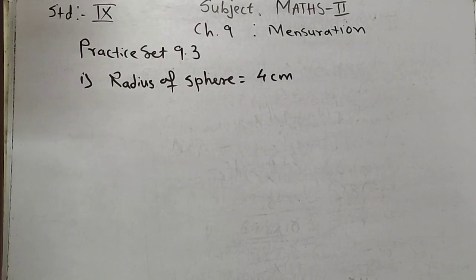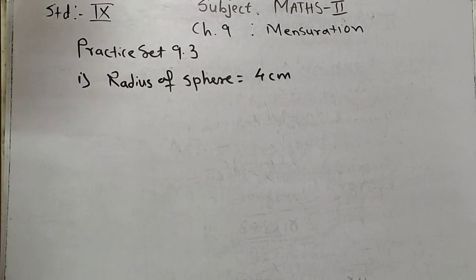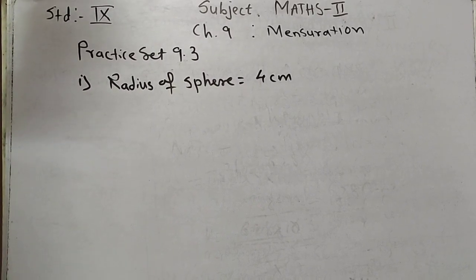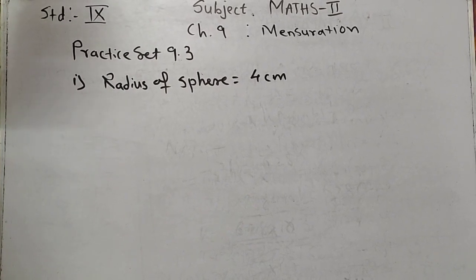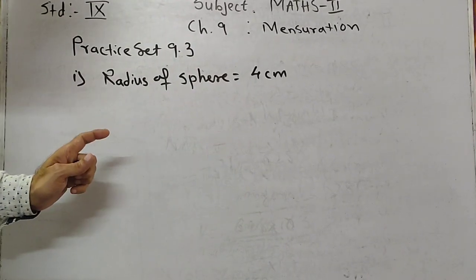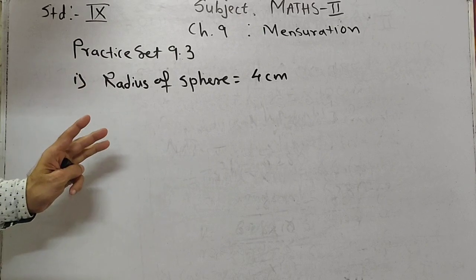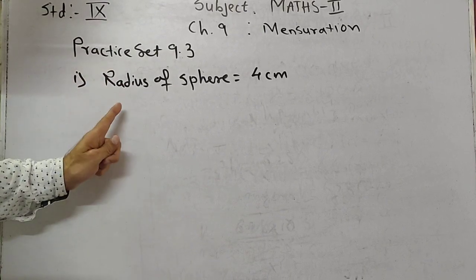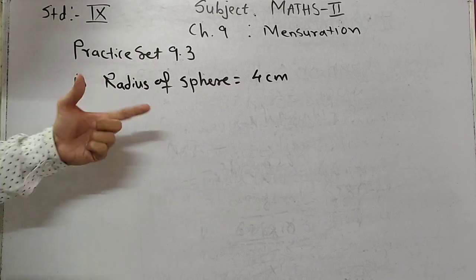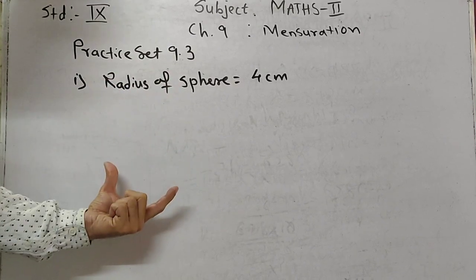Okay, now come to practice set 9.3. First sum: find the surface area and volume of a sphere of the following radii. The first radius given is 4 centimeter. There are a total of 3 sub questions in this. Only one I will solve for you. The remaining 2 you have to solve by yourself because it is very easy.